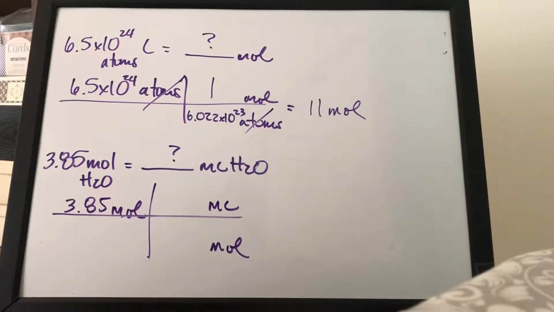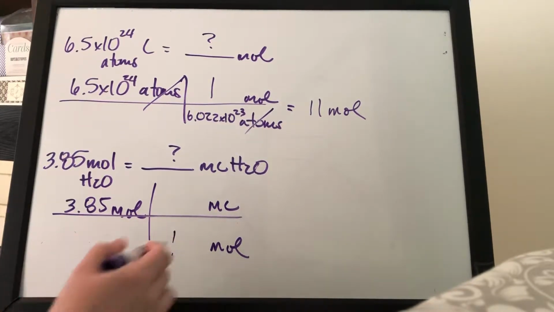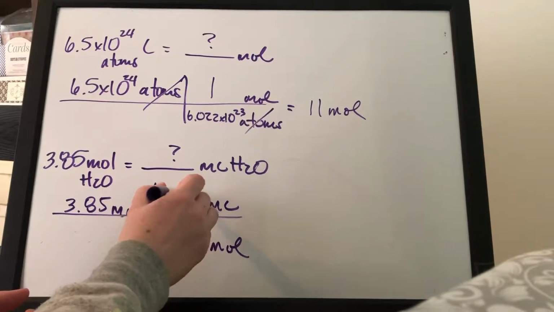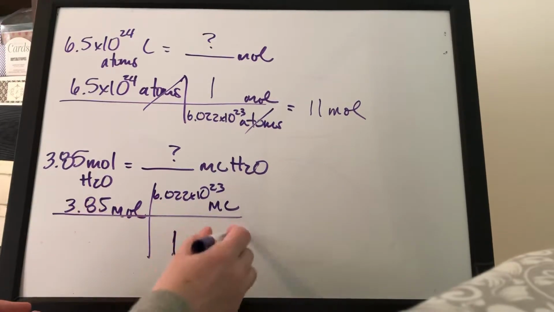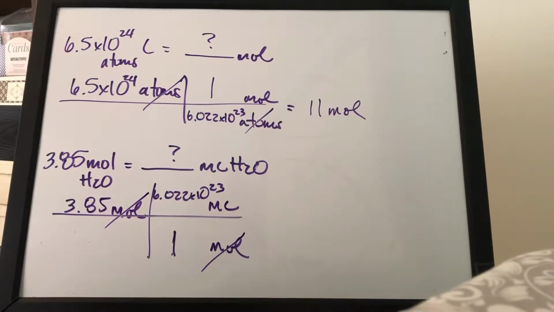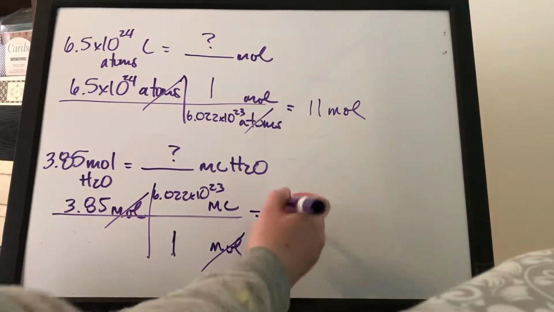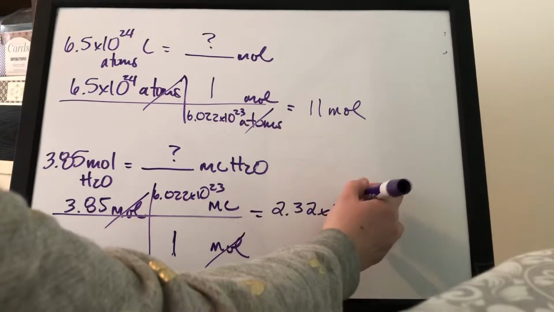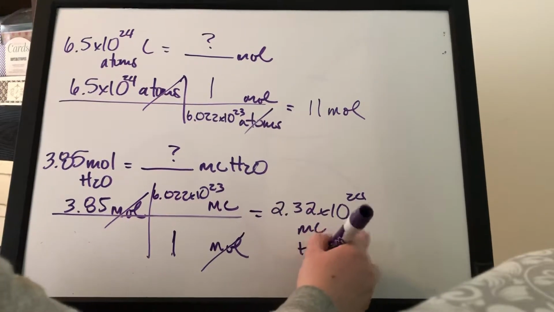And I have to ask myself, is this in fact a molecule? And if it is, then the answer is that I can do this in one step. And of course, H2O is a molecule. So 1 mole, as always. And in 1 mole, there are 6.022 times 10 to the 23rd molecules of H2O. We would multiply in this case, round to 3 sig figs, and my answer is 2.32 times 10 to the 24th molecules of H2O.